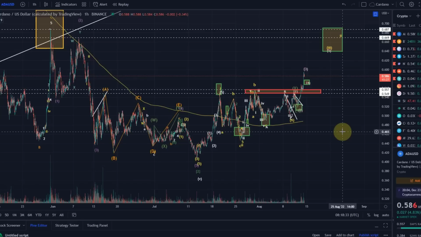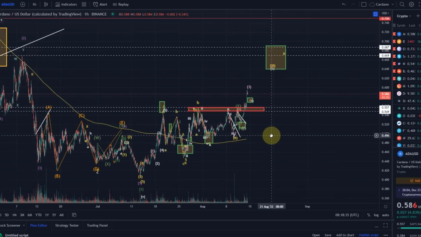All right, and that's my update about ADA. Great day for ADA holders. Probably good to see your portfolio getting into the green, hopefully.